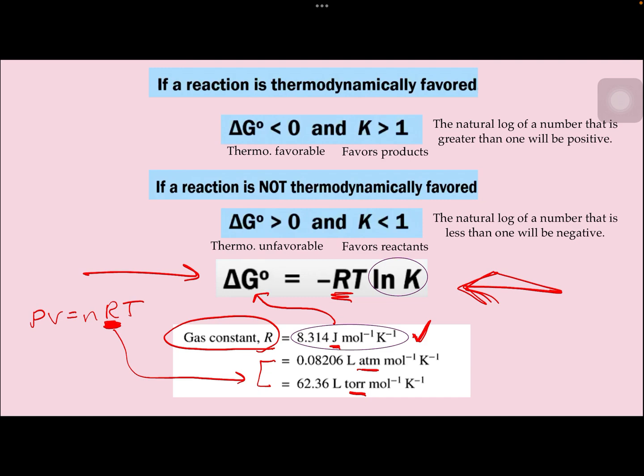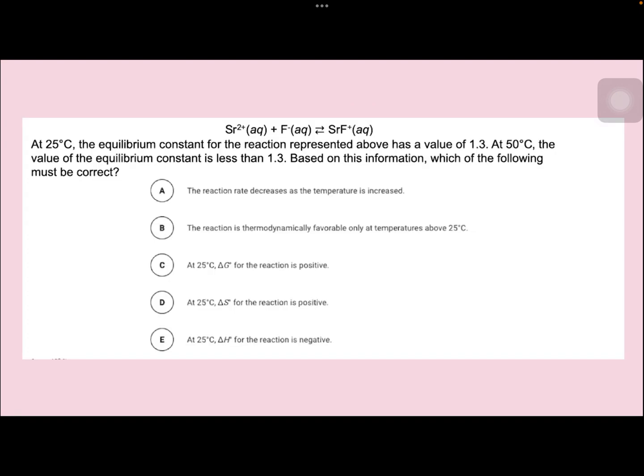So when you are using this delta G calculation that involves the gas constant, you must use 8.314. You also need to know that temperature must be in Kelvin, because the unit of temperature in our gas constant is in Kelvin.